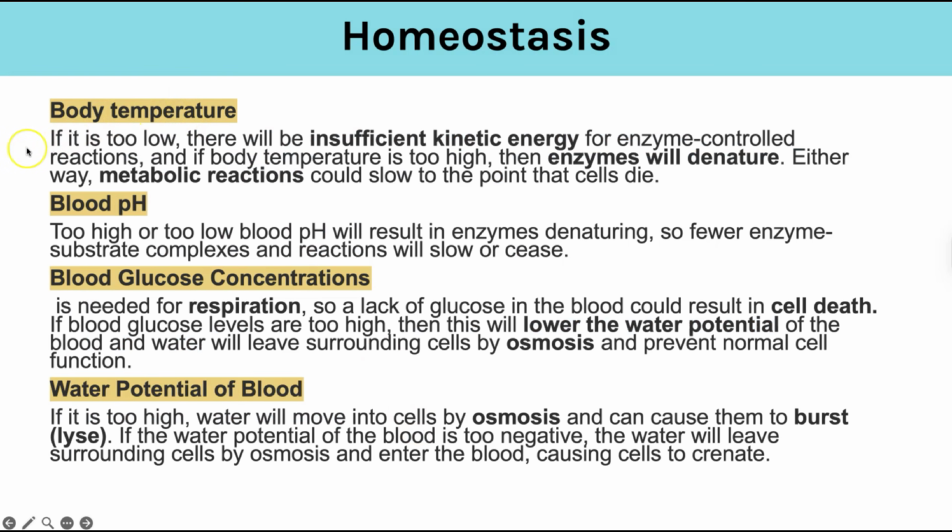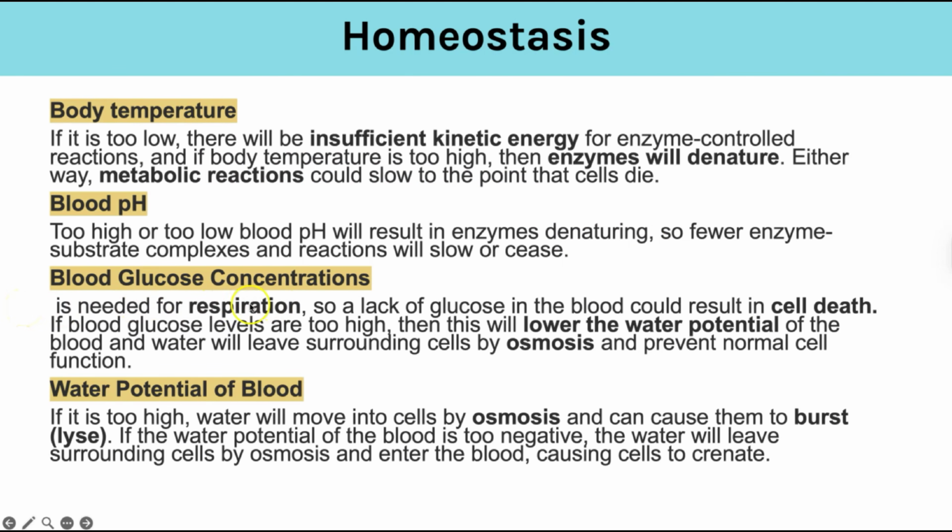So for body temperature, if it's too low, there'd be insufficient kinetic energy for enzyme-controlled reactions. If it was too high, enzymes would denature. Either way, metabolic reactions would stop or slow and cells would die. If you have too high or too low a blood pH, it will result in enzymes denaturing, fewer enzyme-substrate complexes, and again, that is going to affect metabolism.